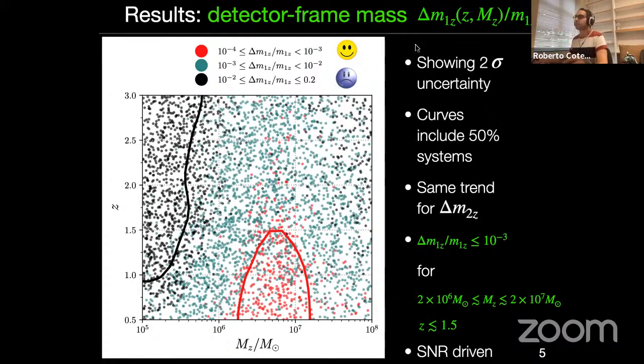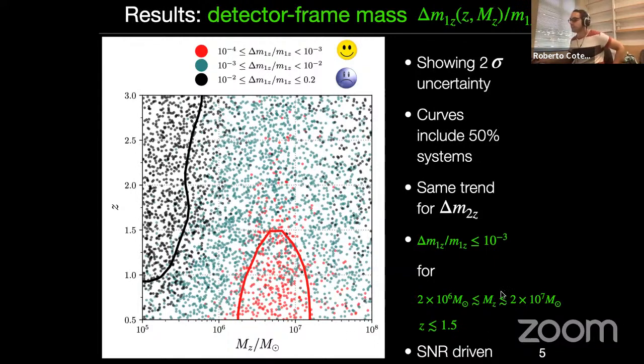Here, as I said before, I'm describing the uncertainty on the redshifted mass of the primary, and I will only show the primary because exactly the same trend is true also for the secondary. What I want you to focus on, because I think it's the most interesting, is the region with the red plots, where we measure the mass of the primary best, with an uncertainty that is smaller than 10 to the minus 3.